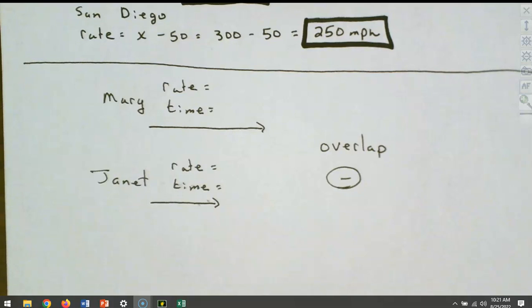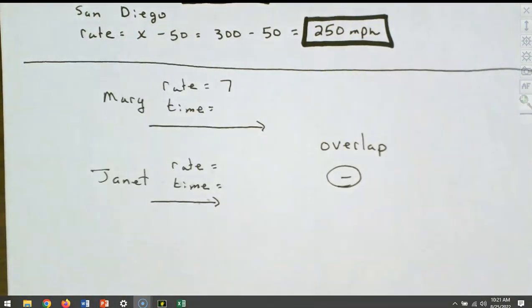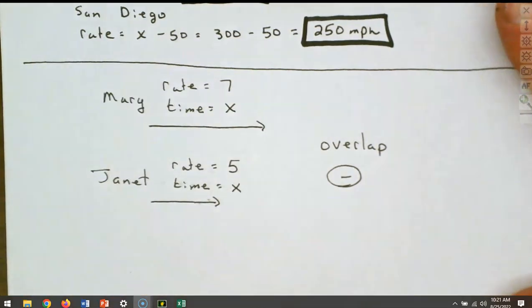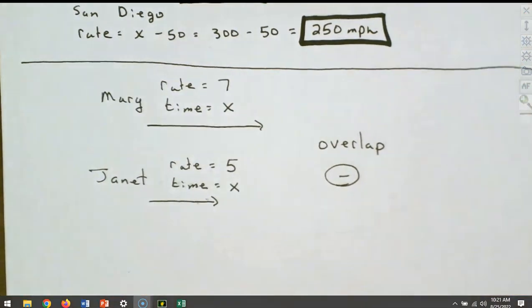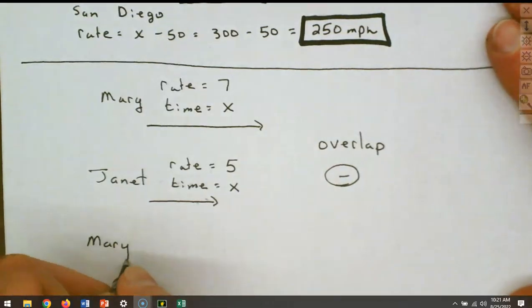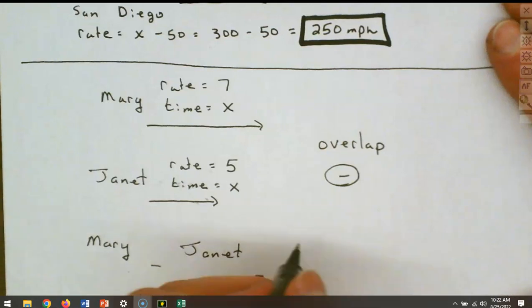So Mary runs at 7 miles an hour. So that means her rate is going to be 7 here. And Janet runs at 5. So 5 is going to go here. Do we know the times of either one of these? Nope. So we're going to use an x for both of them. We said it was subtraction. And so that means Mary minus Janet for the distance is going to equal the distance apart.